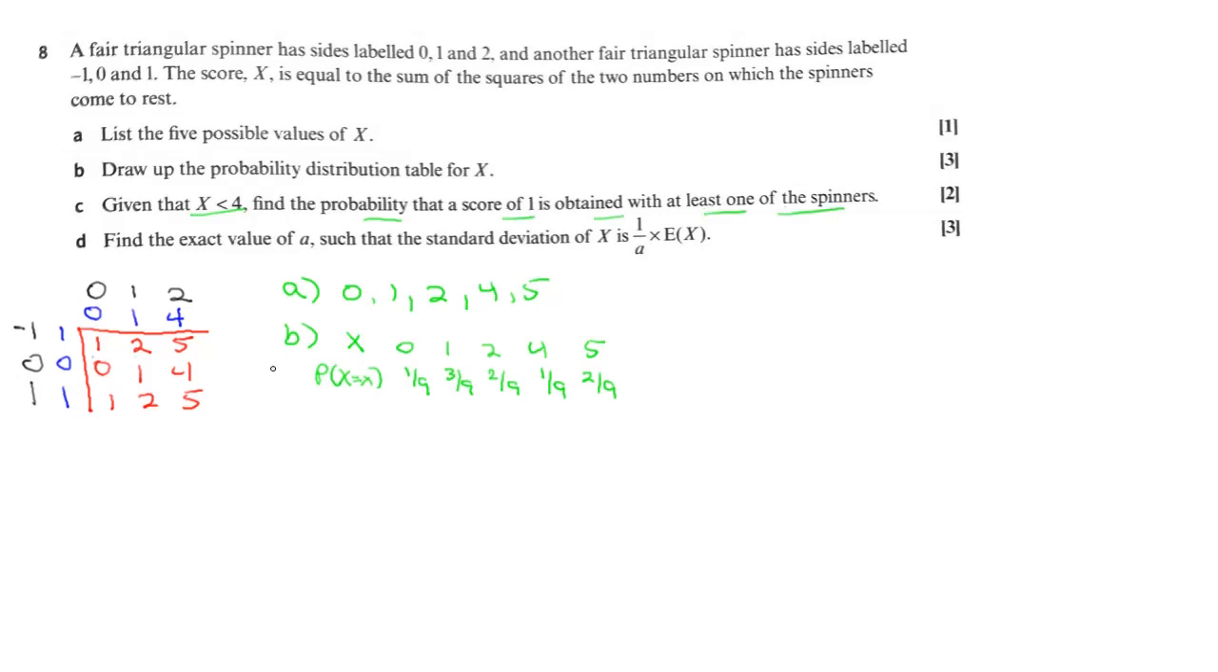Given that the score is less than 4, find the probability that a score of 1 is obtained on at least one of the spinners. So the probability that we spin a 1, and the score is less than 4. Well, in our table here, we can get rid of this last column, because these are the scores where it's less than 4. And now all I've got to do is figure out how many times a 1 was spun in order to come up with them.